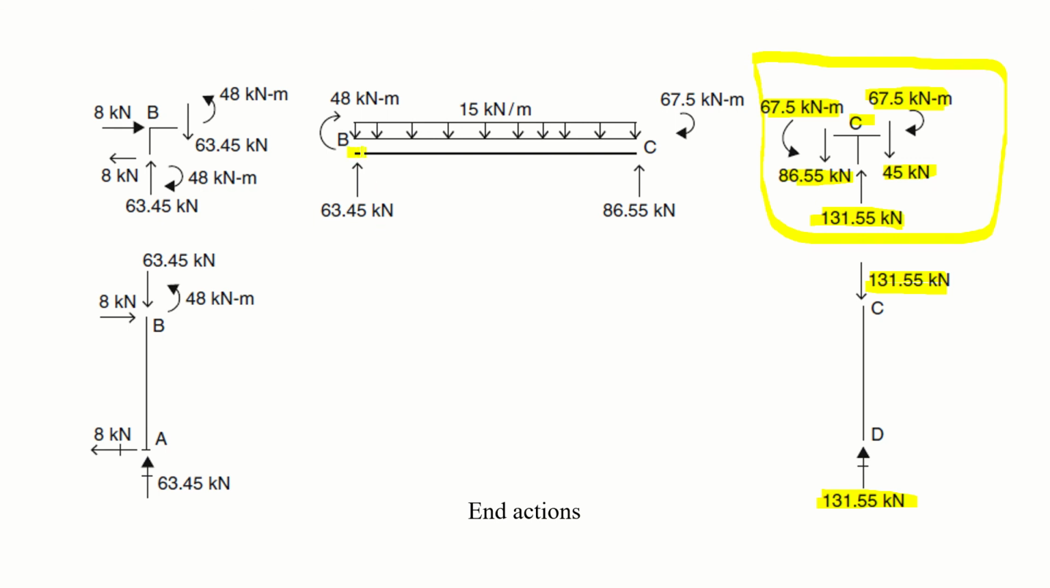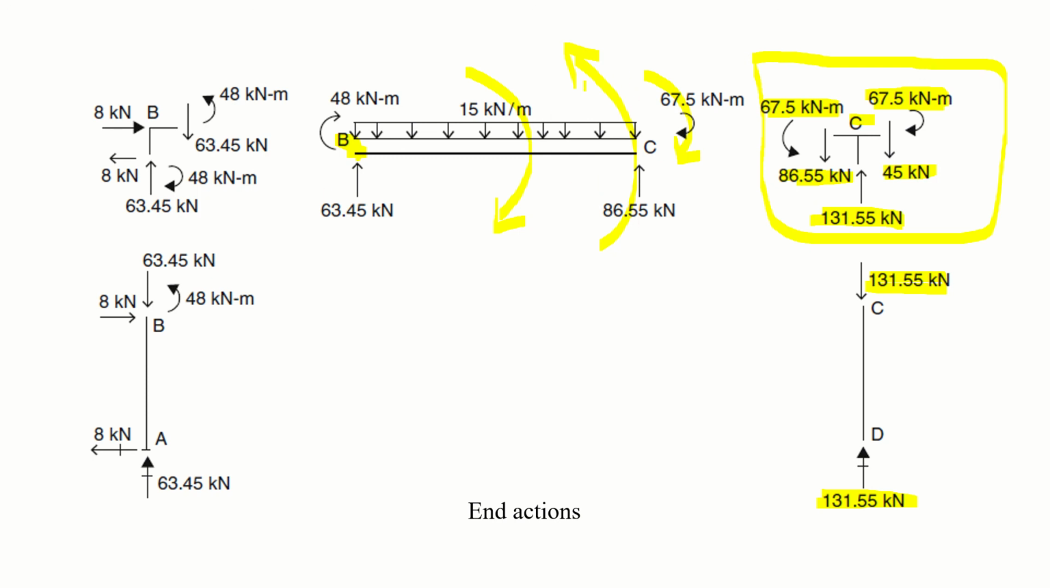Similarly, at point B, there are three bending moments. One is this applied bending moment in the clockwise direction. One is this 15 kilonewton per meter into 10, 150, into this 5. And the third one will be the anti-clockwise moment, and this is 86.55 multiplied by 10, so 865.